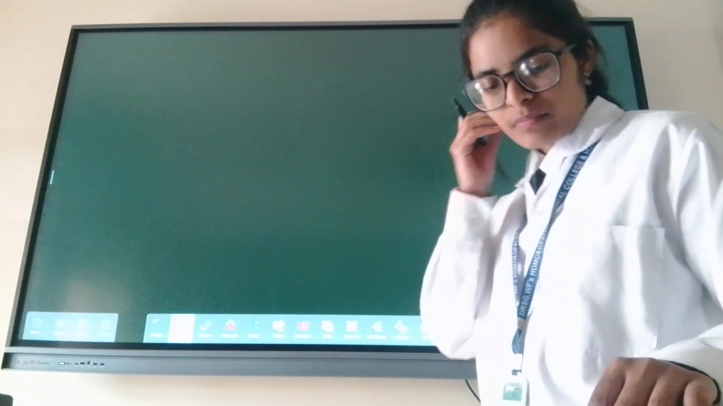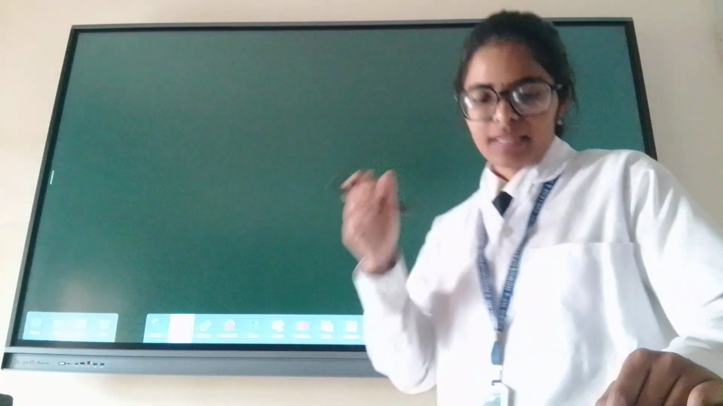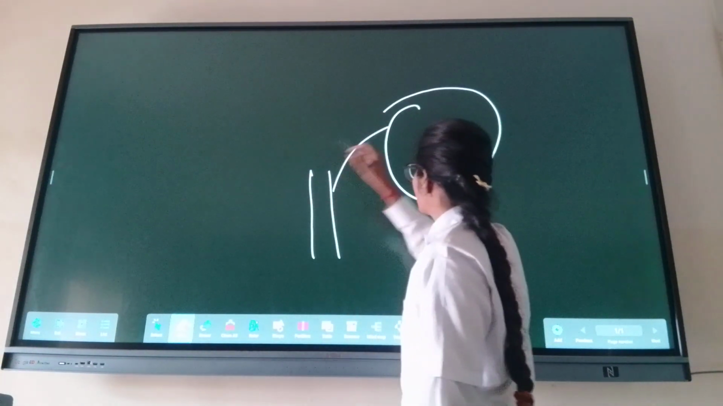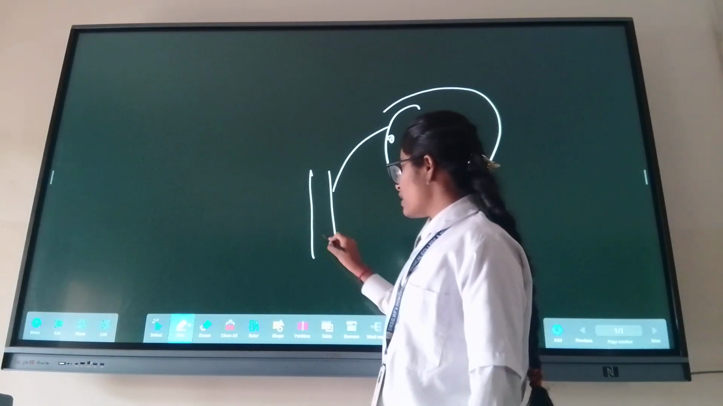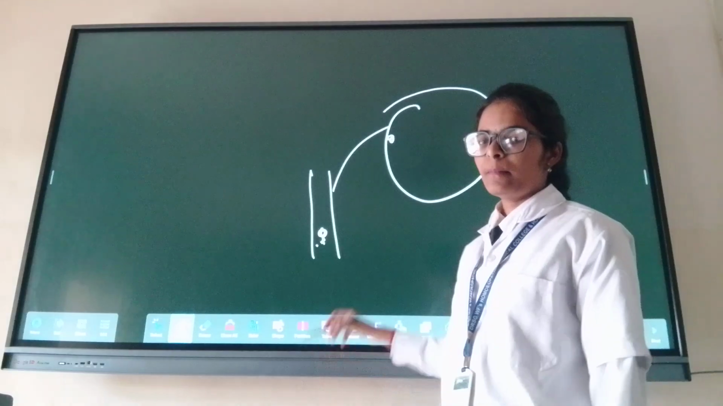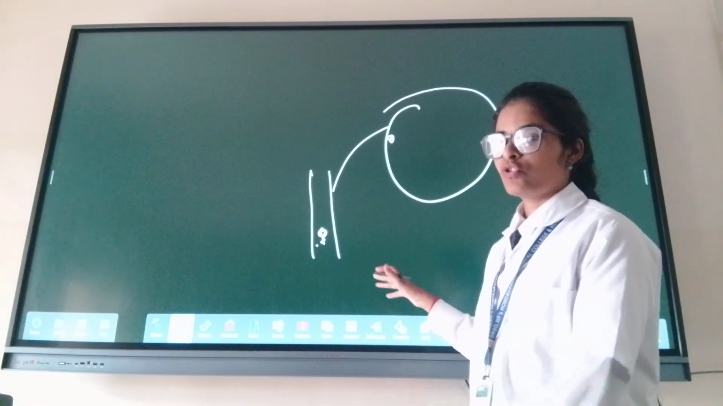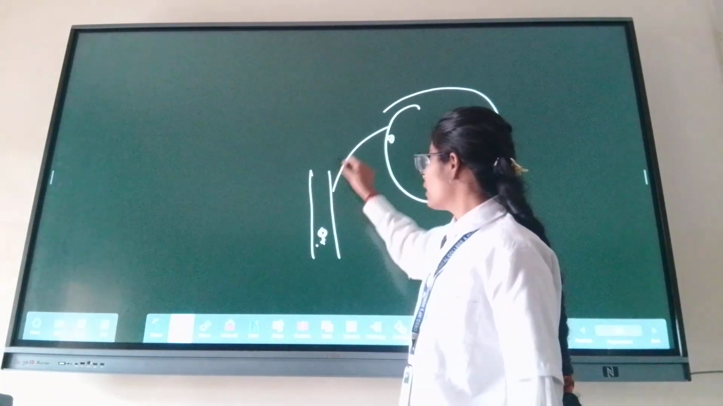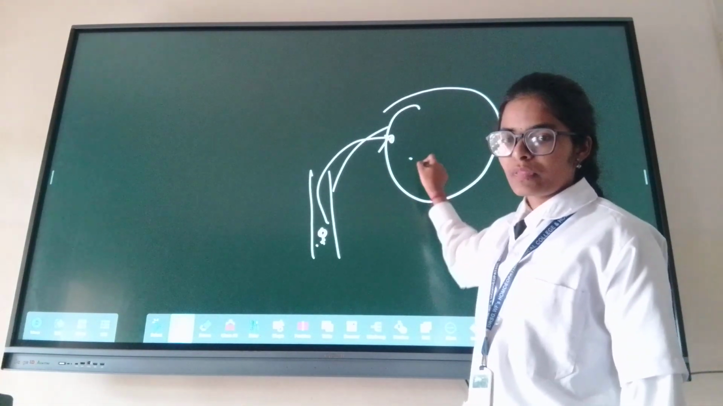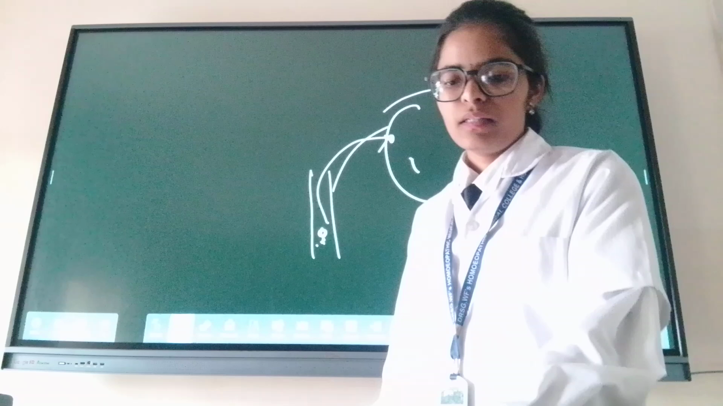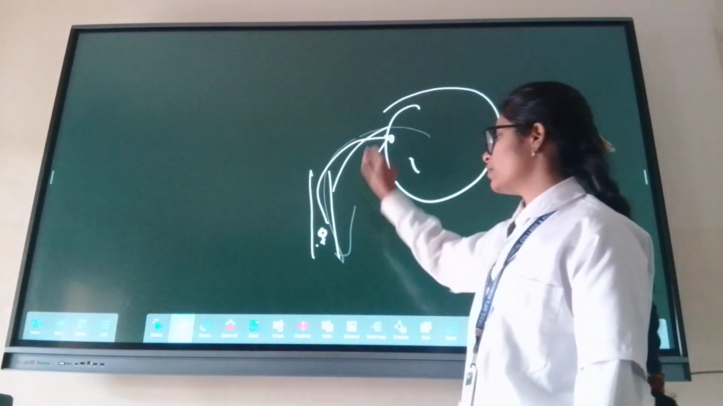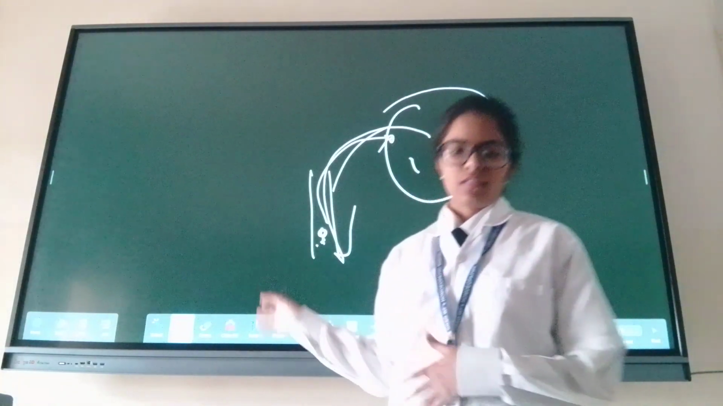Steps of distribution: plasma protein binding, tissue protein binding. First, this is the bloodstream. This is the effector organ. This is the effector cell. This is plasma. This is our drug. It binds to the plasma protein. Okay, these are steps of distribution. Plasma protein binding, then tissue protein binding. Then again redistribution. It shows its action. Then again it gets redistributed into the bloodstream, into the systemic circulation.